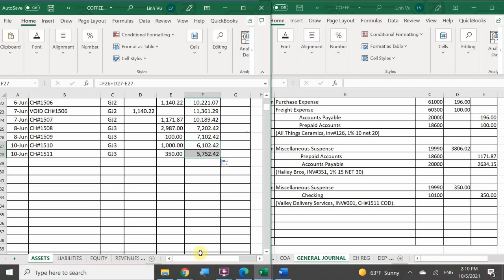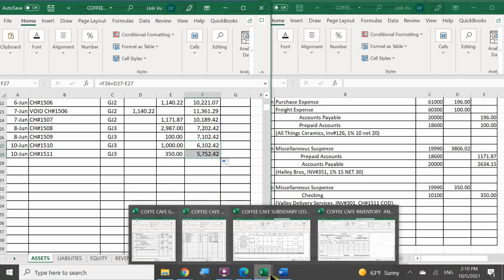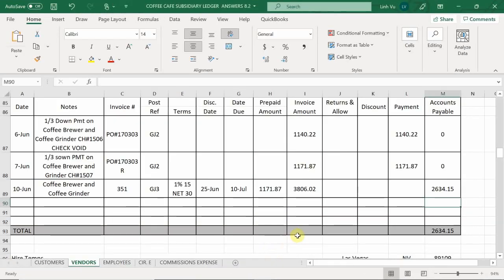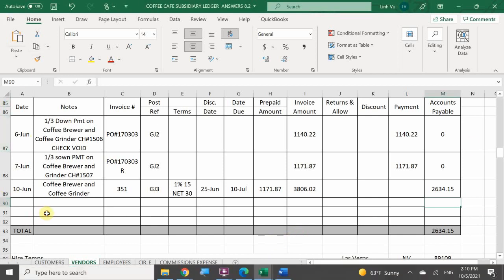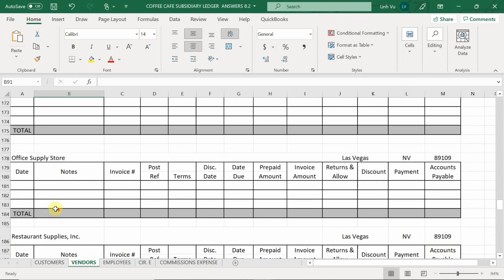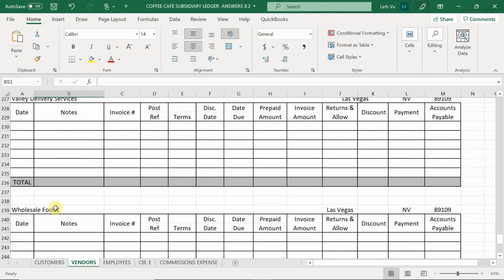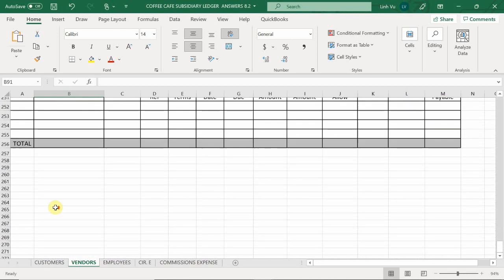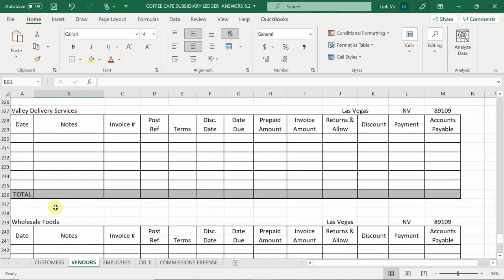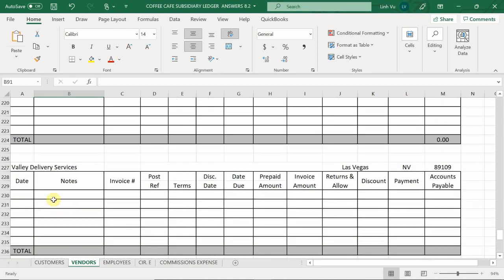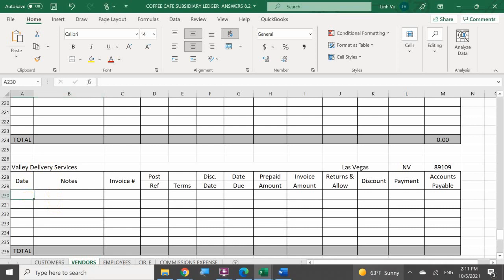The subsidiary ledger. Okay. So we go to the Valley Delivery Service, because it's a third-party vendor, right? It has nothing to do with Hallie Bros. Hallie Bros just told them what to do. So in this case, I'm going to look up Valley Delivery Services. So right here, Valley Delivery Services, okay?